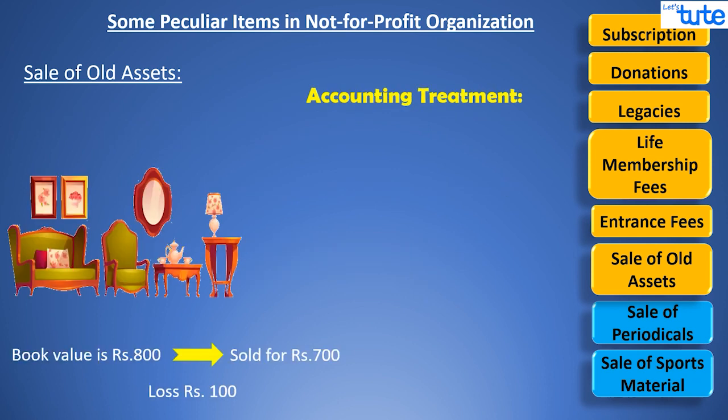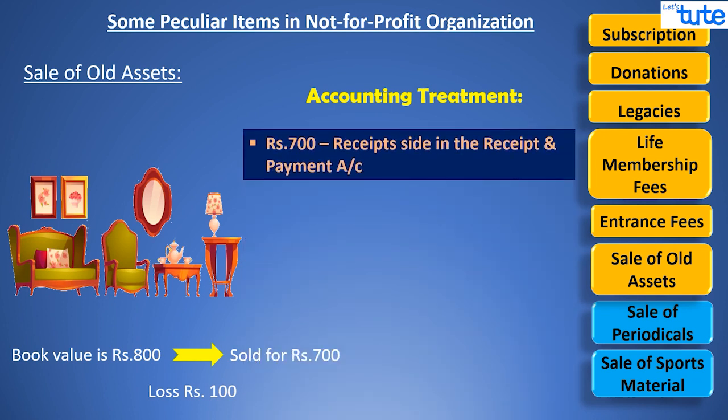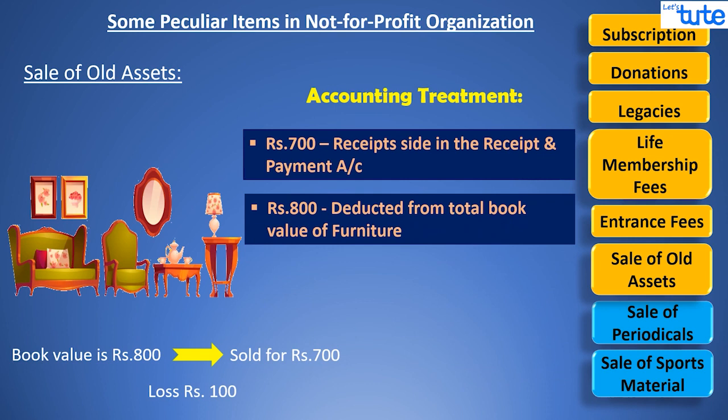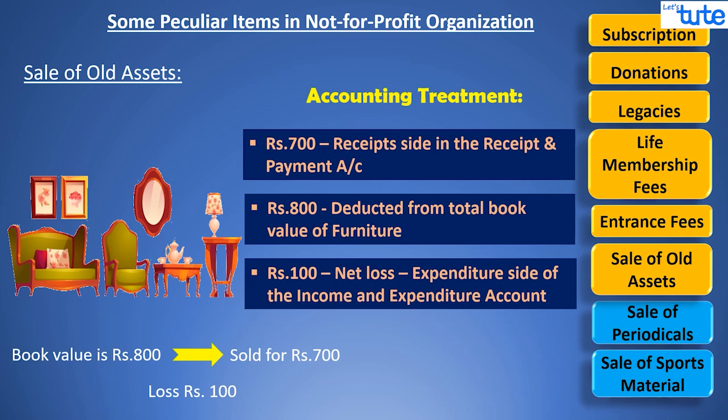Now let us look at the accounting treatment of this example. The amount of 700 received on sale will be shown on the receipt side of the receipts and payment account, and while showing furniture in the balance sheet, Rs 800 will be deducted from its book value and the net loss of Rs 100 is recorded on the expenditure side of income and expenditure account.